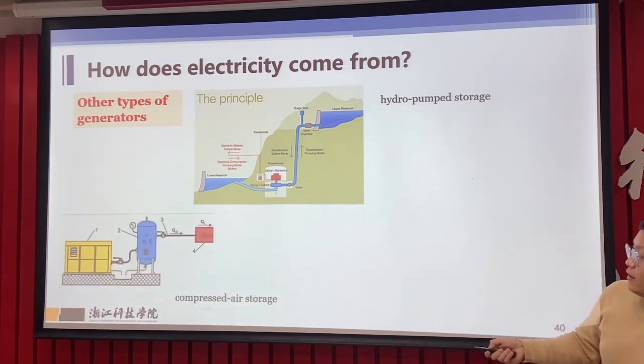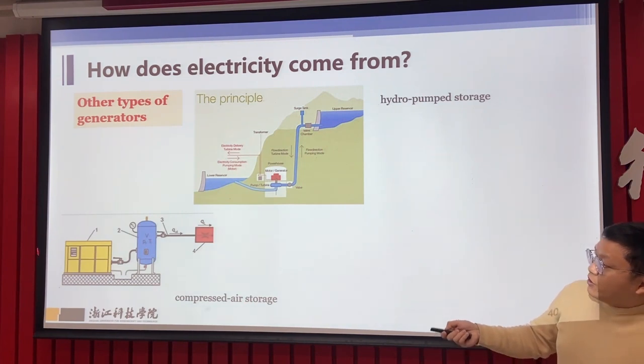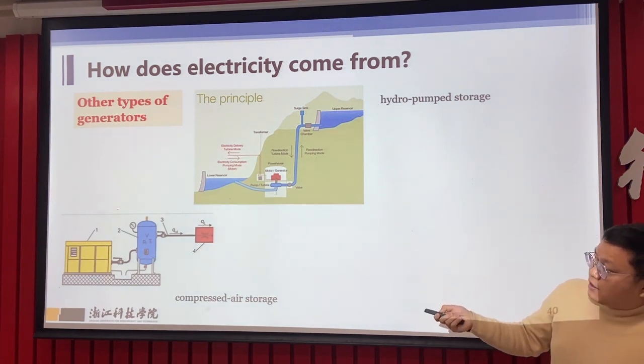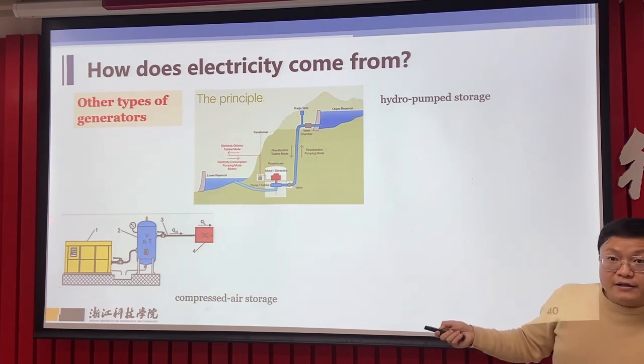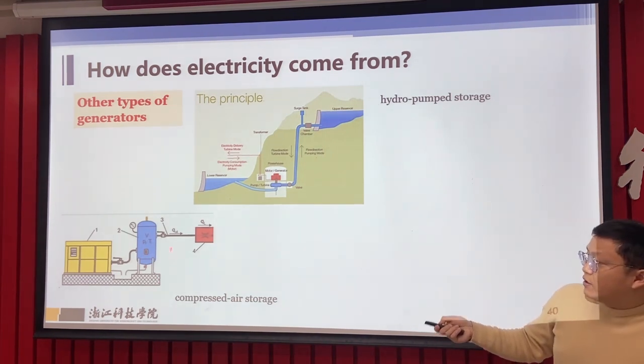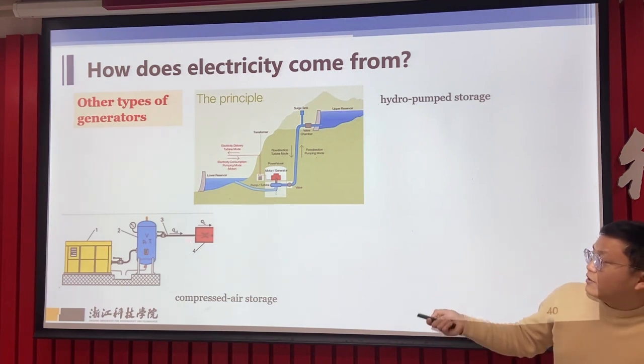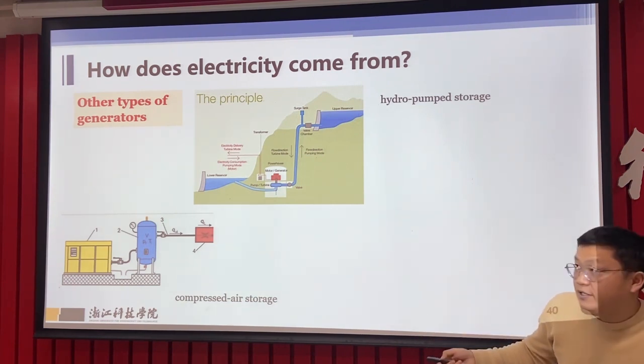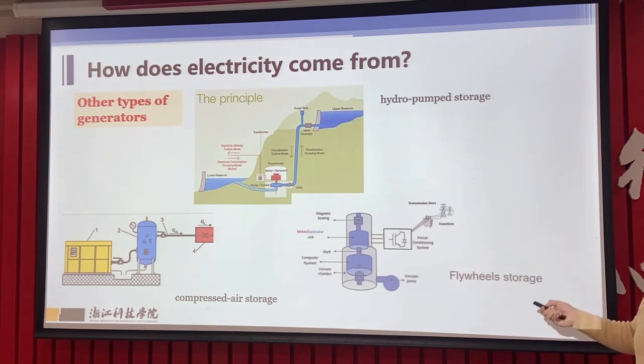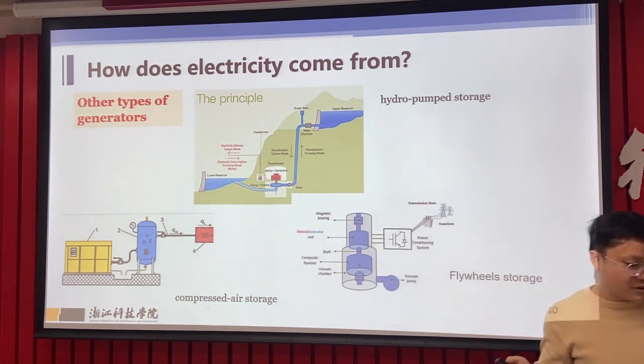And we have compressed air storage. We use the electricity to compress the air, and if we need more electricity from the system, we use the energy content in the compressed air to produce electricity. And we have flywheel storage system. It's also an energy storage system.